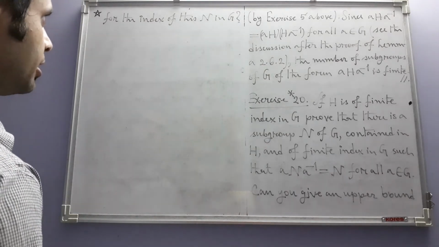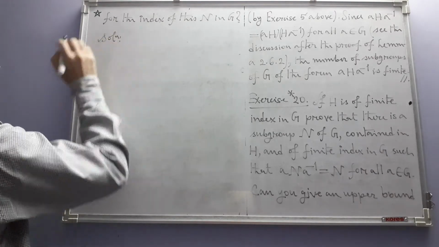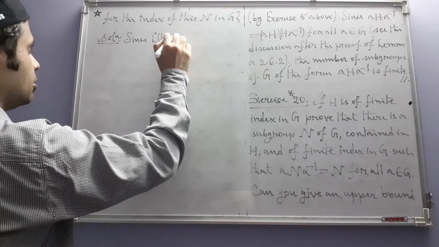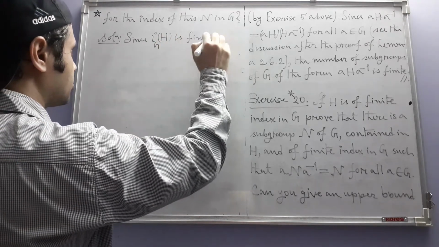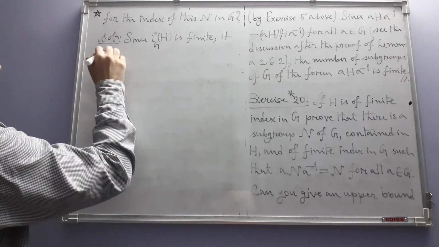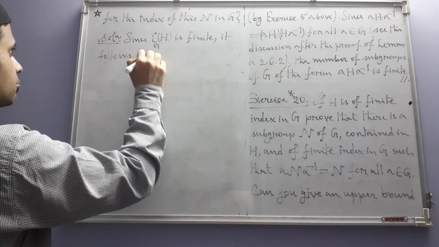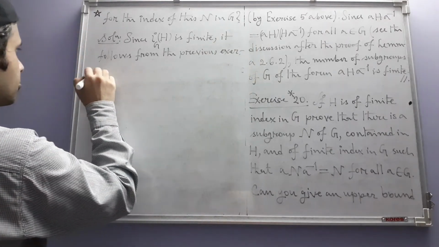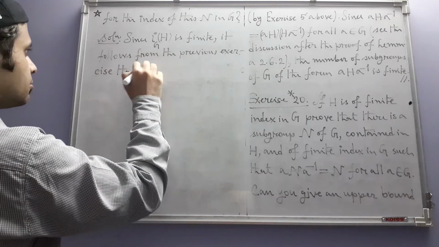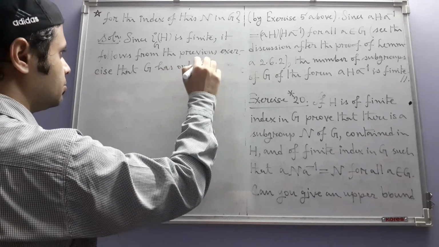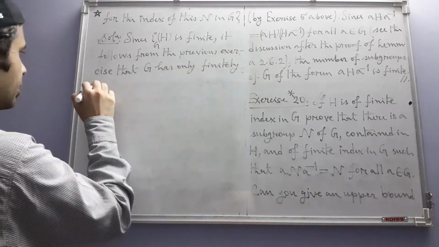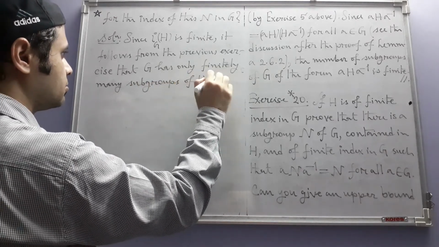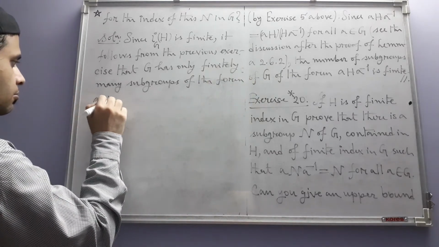Okay, so we will start the solution like this. Since the index of H in G is finite, it follows from the previous exercise that G has only finitely many subgroups of the form AHA inverse.